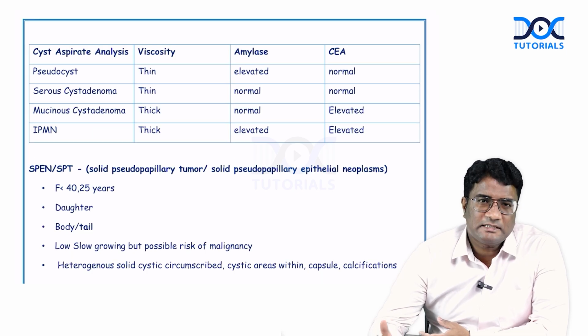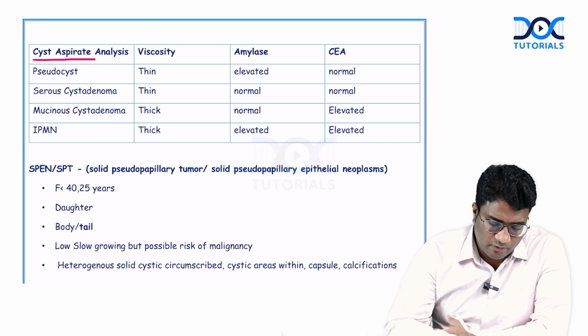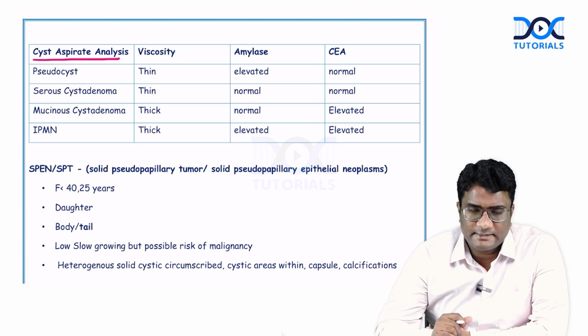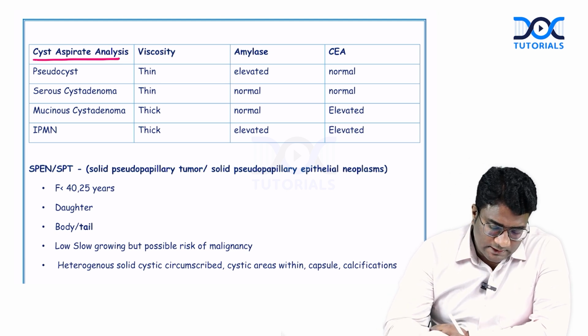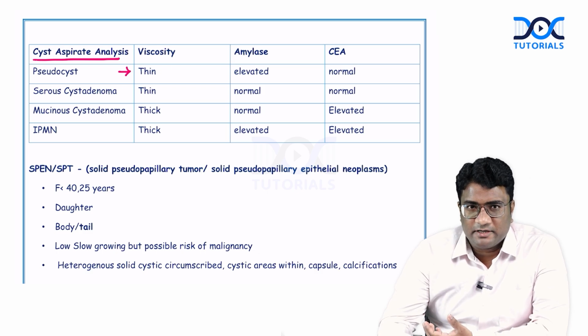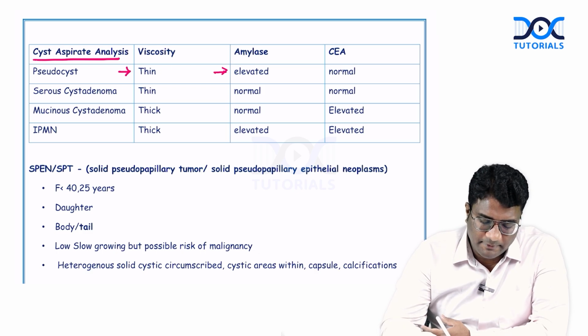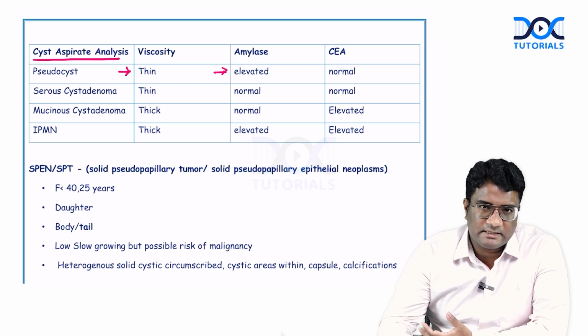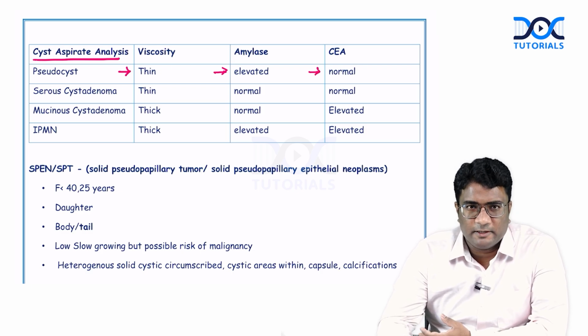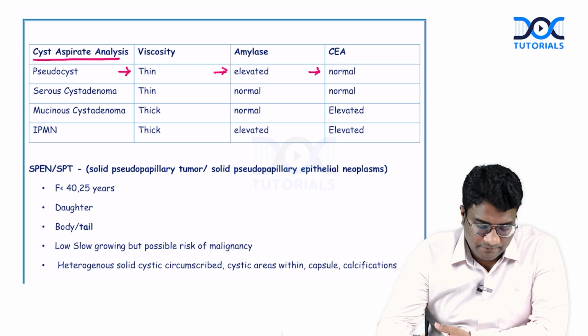And if you look at the cyst aspirate that you have collected with endoscopic ultrasound, you have aspirated the cystic fluid, and if you analyze that, obviously in pseudocyst it has a lot of amylase and lipase elevated because it is developing after pancreatitis. You will see a lot of elevated amylase levels. The viscosity is thin and the CEA levels, the carcinoembryonic antigen levels, will be normal. There is no risk of cancer here.